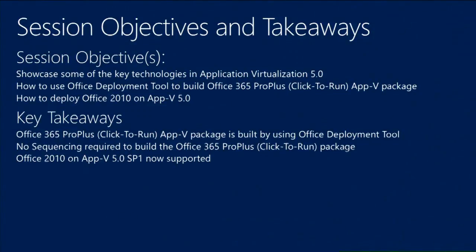All right, some key takeaways for today. First and foremost is Office 365 AppV package is built using that Office deployment toolkit. We no longer need the sequencer. We're going to show you how easy it is to build this package using the toolkit. And last but not least, Office 2010 is now supported by AppV SP1. We heard feedback from all of you, our customers, that we really needed AppV to support Office 2010 in 5.0, just like it did in AppV 4.6, and we are now going to be doing that.